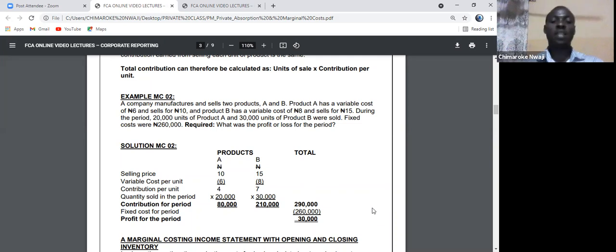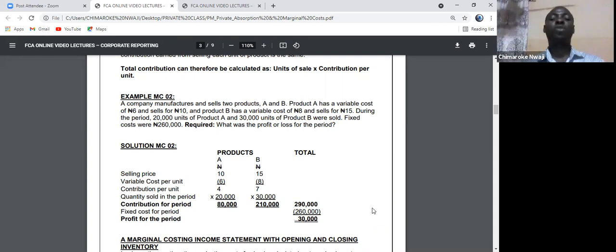Now look at this solution here. We have our products A and B. Their selling prices were 10 naira and 15 naira per unit respectively. This is constant. It didn't change. So is the variable cost per unit, 6 naira and 8 naira respectively. It didn't change. And so when you remove the variable costs from the selling price, you have a constant contribution that does not change. Contribution per unit did not change. 4 naira, 7 naira did not change.